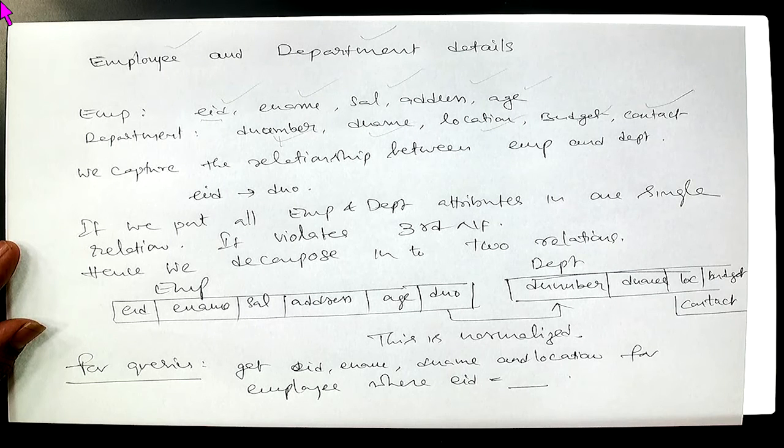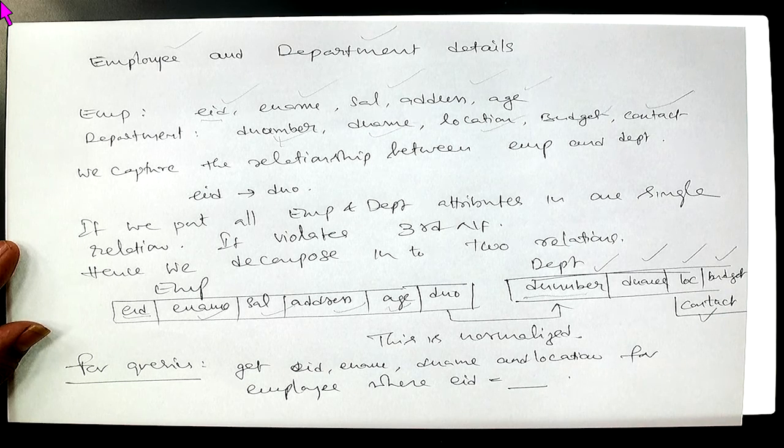To bring it to third normal form, we perform decomposition, where we put employee ID, which is the key, employee name, salary, address and age in one relation, and department number, which is the key of that relation, D name, location, budget and contact in the other relation. And of course, the join condition is a foreign key. DNO is a foreign key because every employee works with one department, and DNO in the employee table points to D number of the department table. That forms the basis for joining tuples spread across the employee and department tables. This is normalization: from 2NF I brought it to 3NF.